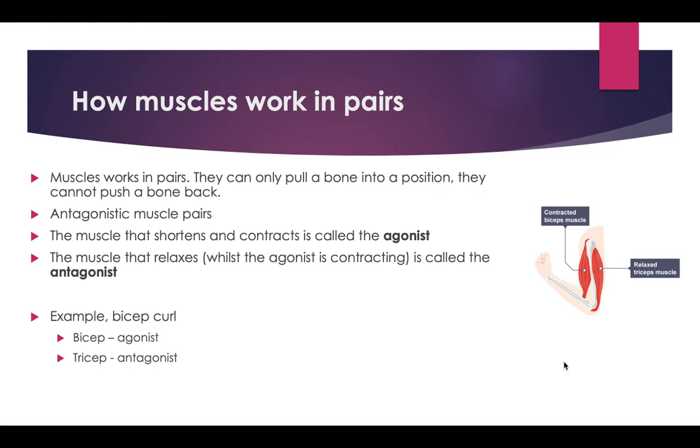is called the antagonist. So put your hand on the top part of your arm over your bicep and your tricep with your hand extended out fully. Make a fist with your hand and now do a bicep curl up. You should be able to feel that your bicep is tight at this point and the tricep on the bottom of your arm is loose. As you then extend it back out, your tricep gets tight and your biceps loose. So the muscle that's tight is called the agonist, and the muscle that's loose and relaxed is called the antagonist.